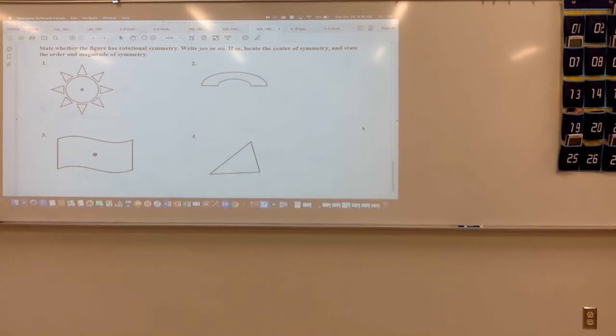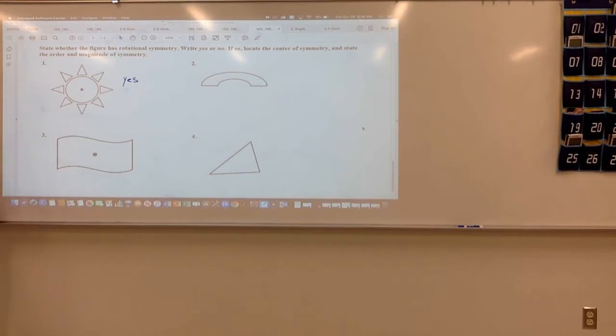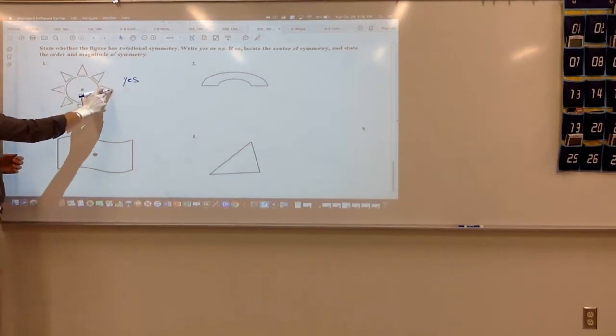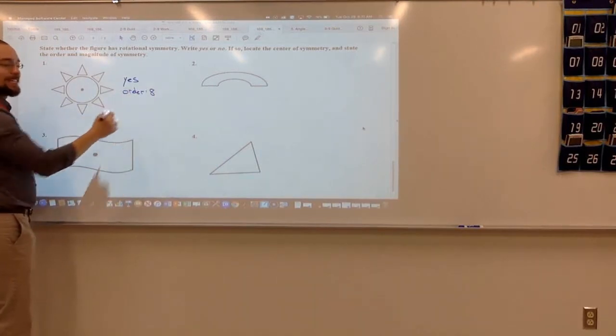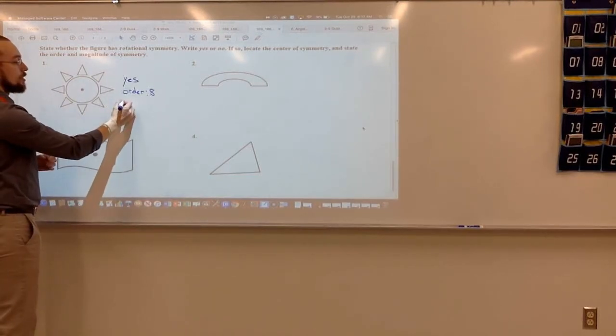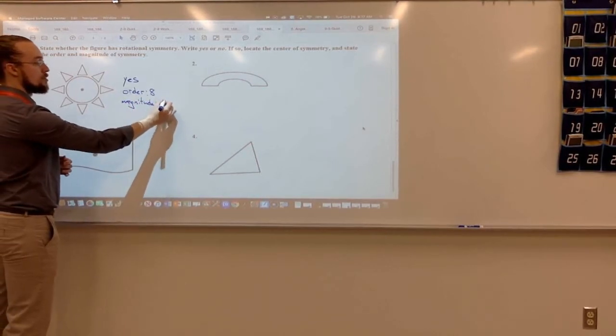What did we get for number 1? Does this have rotational symmetry? Yes. How many? 90? 45. I think it's going to be 45. The center of symmetry would be the middle. If I count these identical things all the way around, there are 8 of them. So we would say the order is 8. Then if I take 360 divided by 8, that means the magnitude of symmetry is 45 degrees.